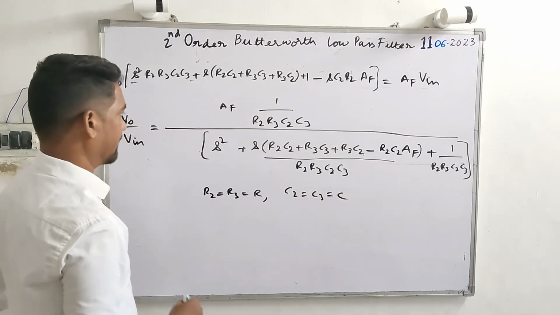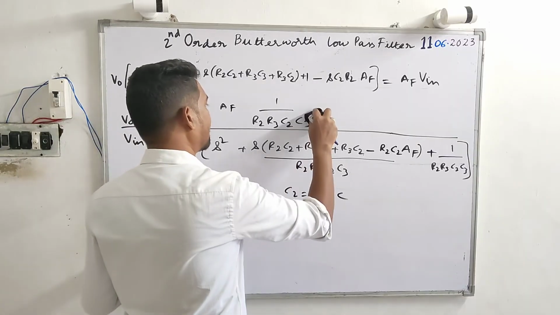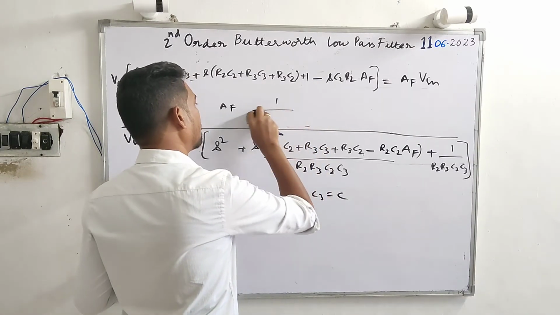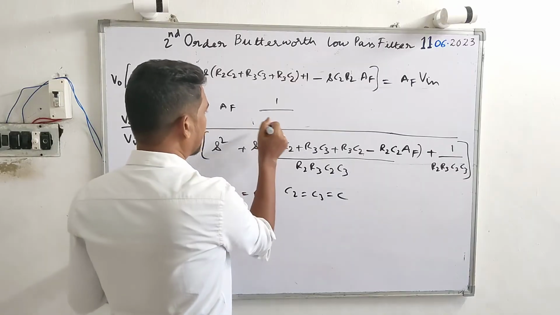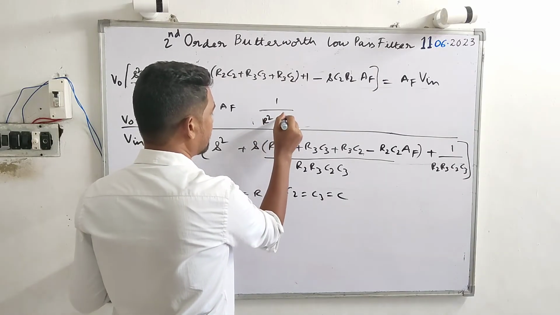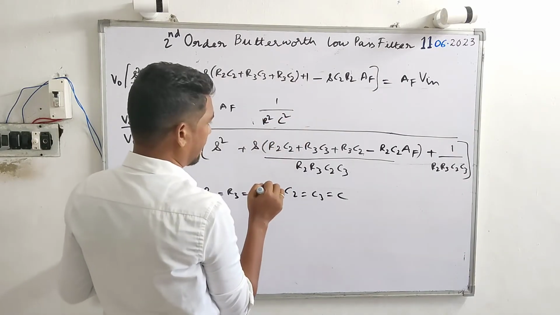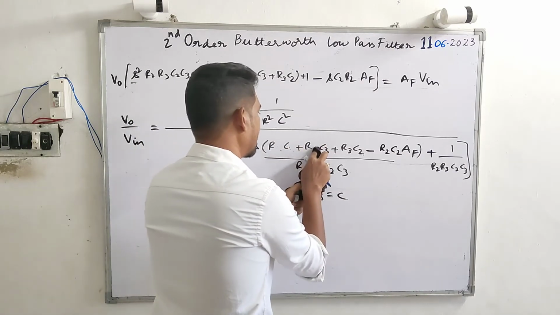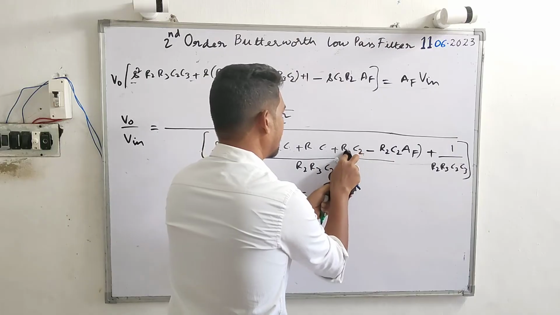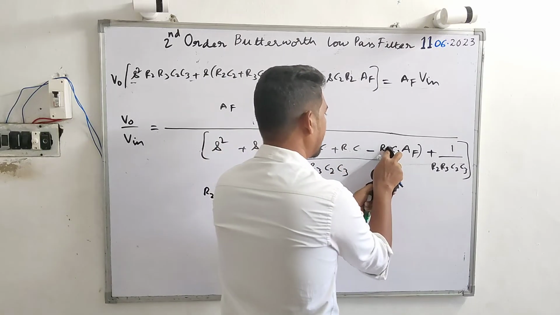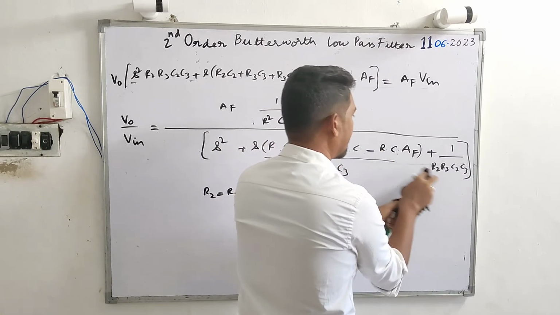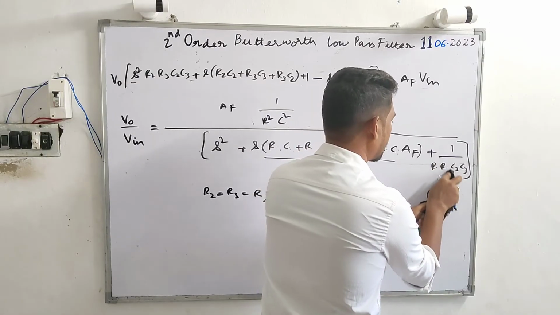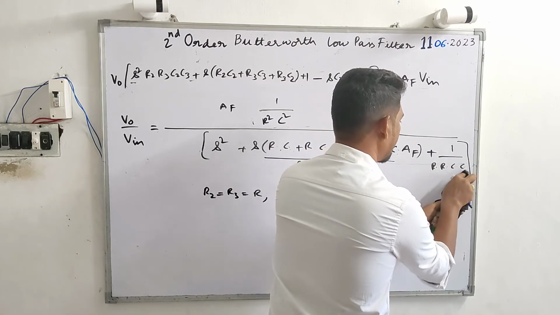Plugging in this one, what do we have? This will be R into R square, C into C, C square. And we don't have this anymore, like RC, RC, RC. Here it will be RC, and even this will be RC. It will be no more like 2, 3, it will be C into C, R into R.